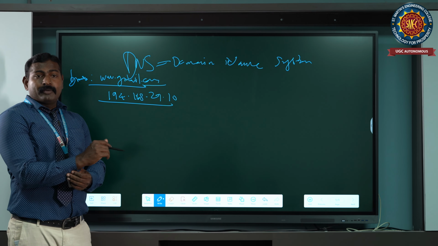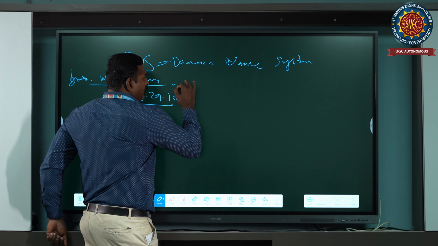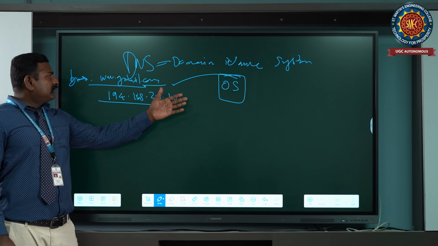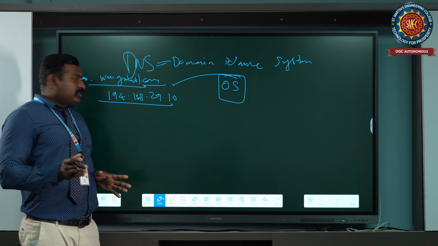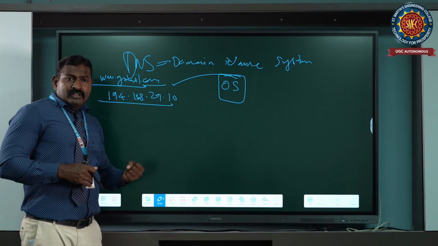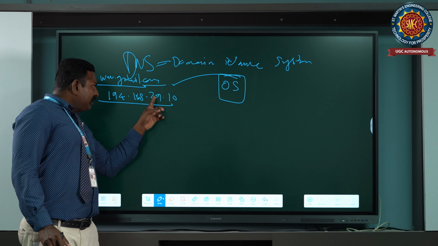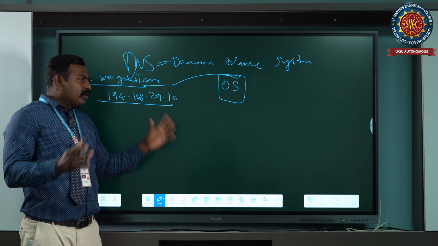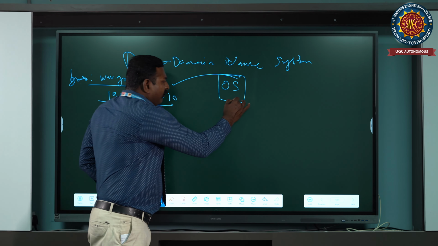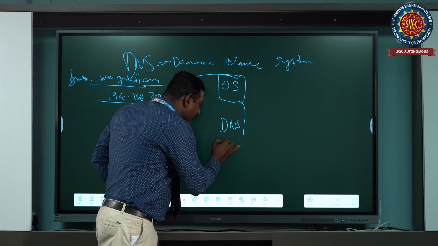How will it happen? This is a browser. Once you type here, suddenly the browser will ask our OS, the operating system or system software. The browser says, I don't know www.gmail.com, just give me the answer from whatever operating system we are having in the laptop or desktop. Immediately it will ask the OS. The OS also doesn't know. Suddenly it will ask a special person who is there for solving all these activities. That person is called the DNS resolver.